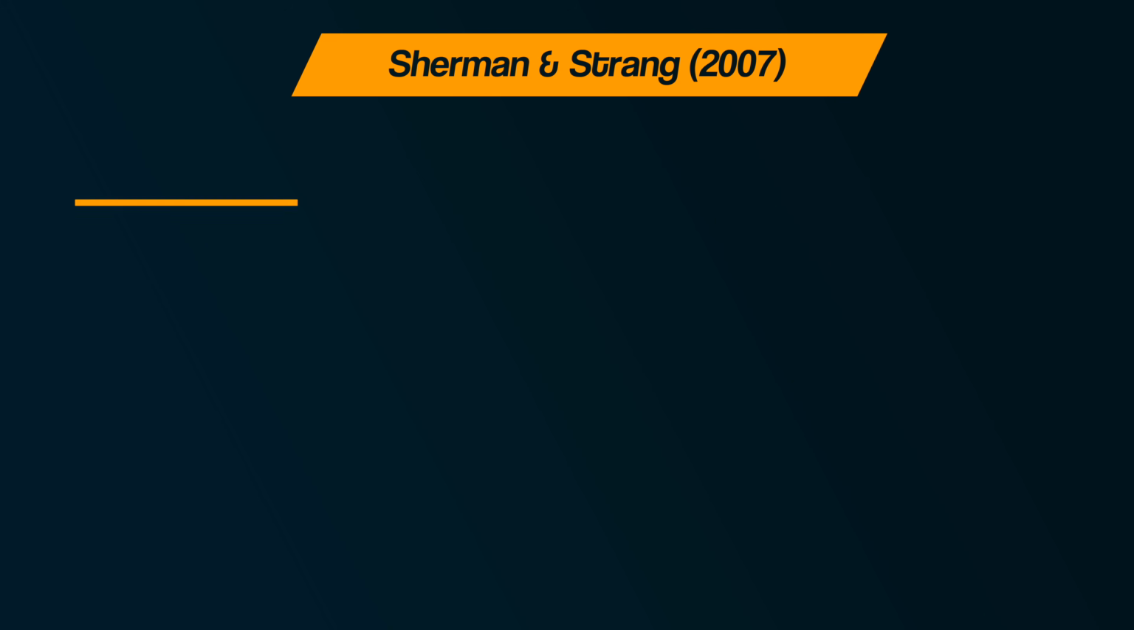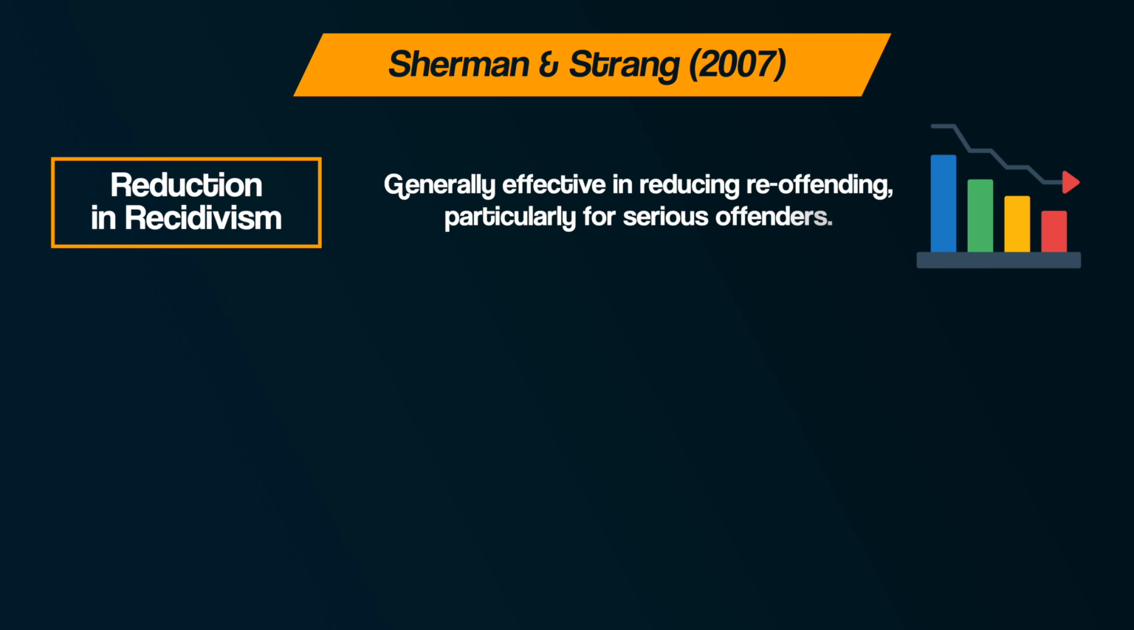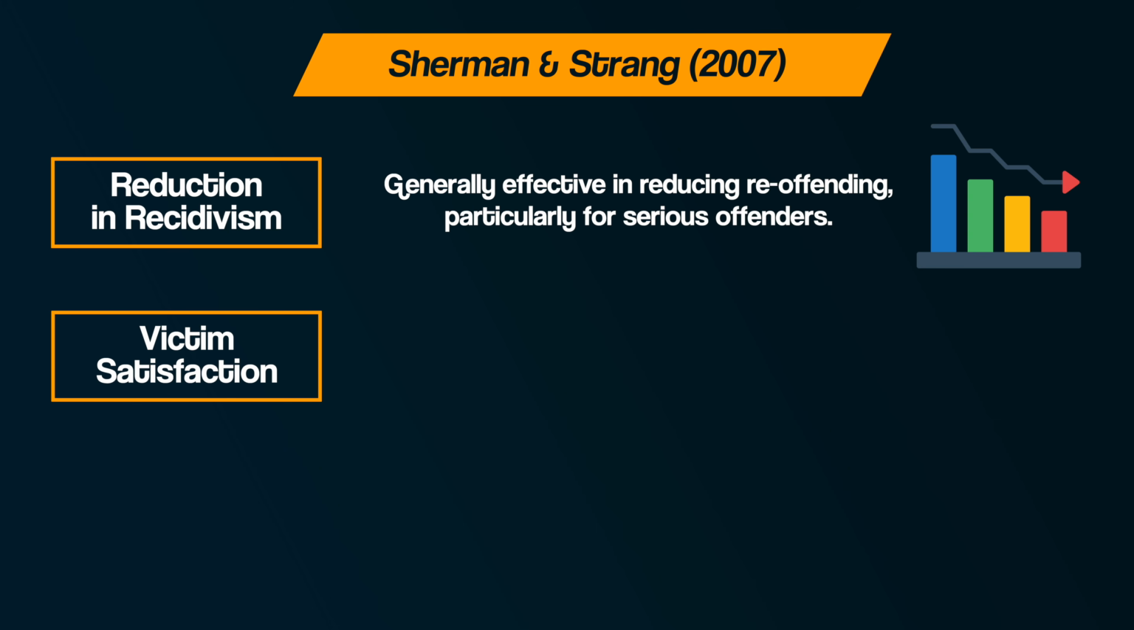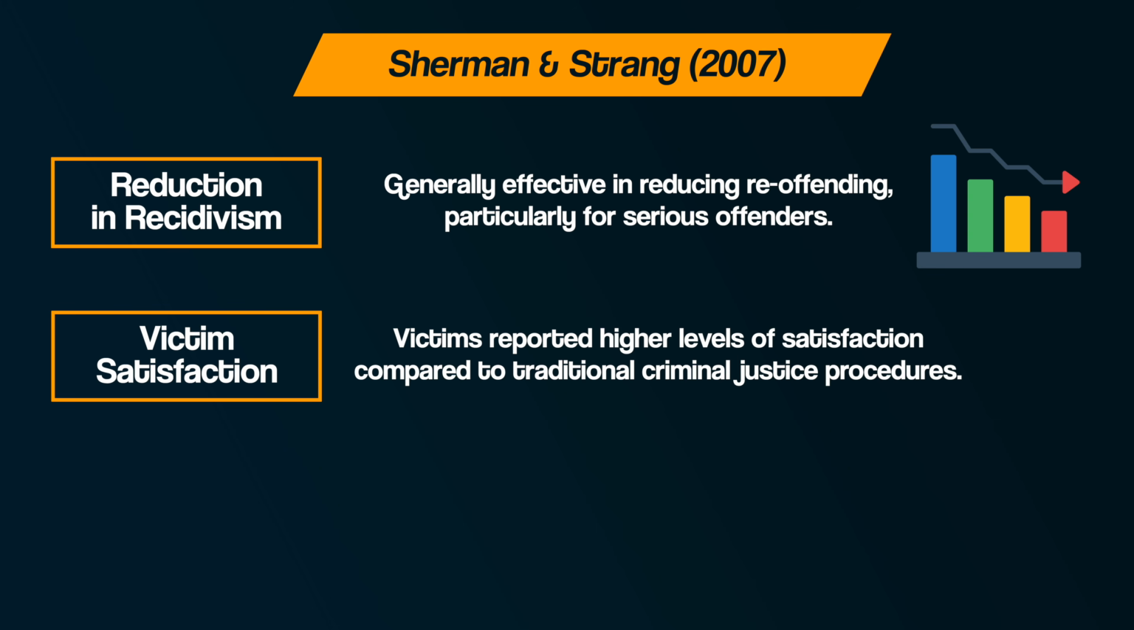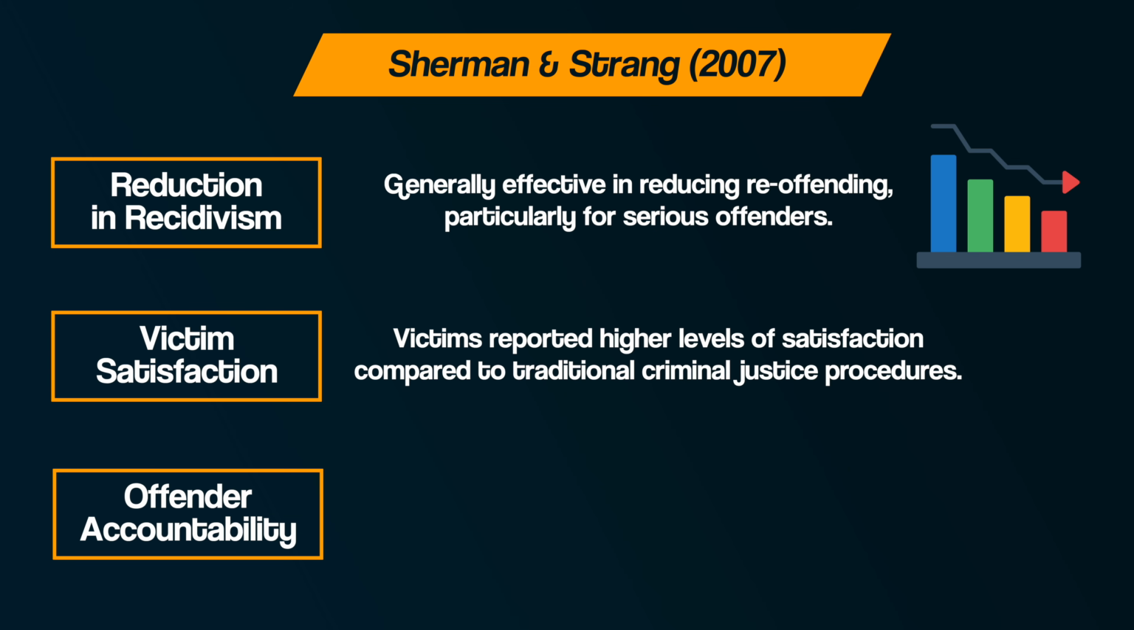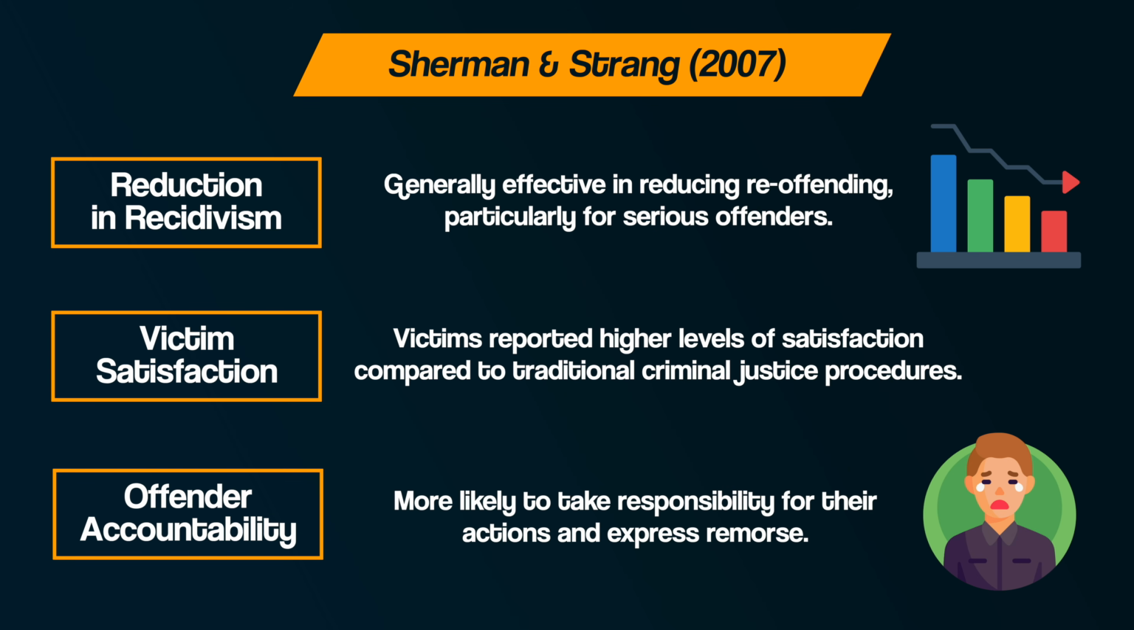Three things. A reduction in recidivism. One of the central findings of the study was that restorative justice programs are generally effective in reducing reoffending, particularly for serious offenders. Victim satisfaction. The study found that victims involved in restorative justice processes reported higher levels of satisfaction than those who went through traditional criminal justice procedures. Offender accountability. Offenders were more likely to take responsibility for their actions and express remorse compared to offenders processed through the conventional criminal justice system.